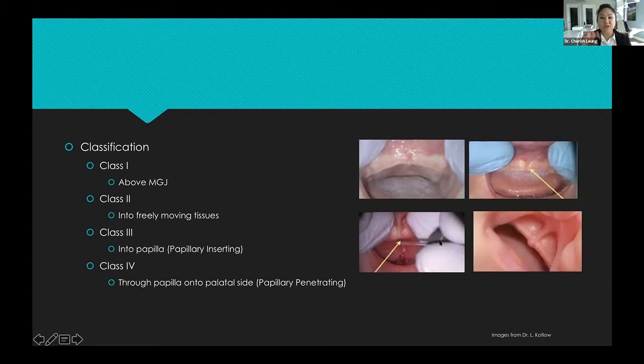Class 3 is the papillary insertion type. So you can see it inserts right there. If they had teeth there, it would insert right between those, usually causing some kind of diastema, and it'll be really tight.